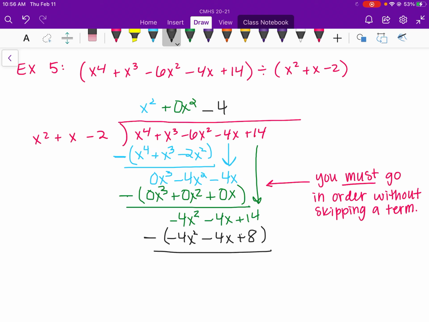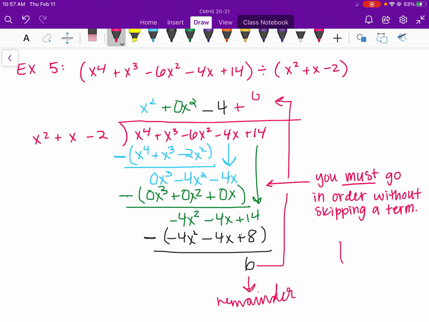Parentheses, subtract. The x squareds are gone. The x's are gone, and all we have is 14 minus 8, which is 6. So here is our remainder. And you know what we do. We bring it up to the top. So we say plus 6 over all of that, x squared plus x minus 2. And I know this has been long and very confusing with my horrible handwriting, but that is long division.